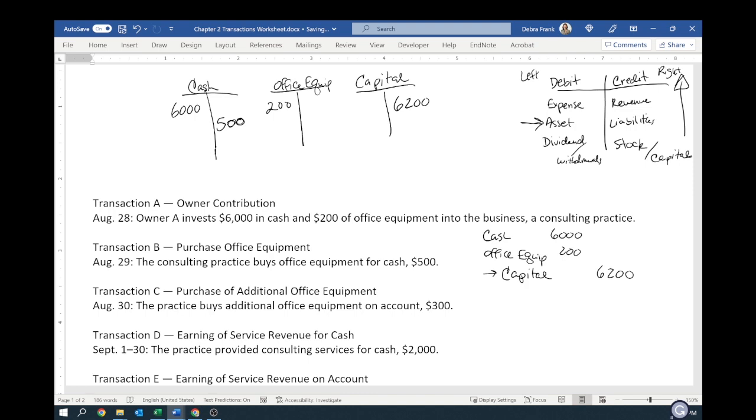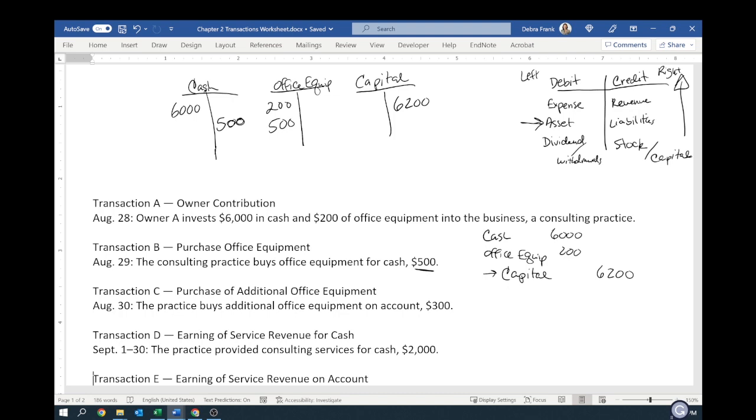And then we got office equipment, $500 worth of office equipment as well. So office equipment is going up by $500. Okay? Perfect. So we got one debit, office equipment, and one credit, cash. So if we're writing out our journal entry, it would be office equipment, $500, and then credit for cash, $500.